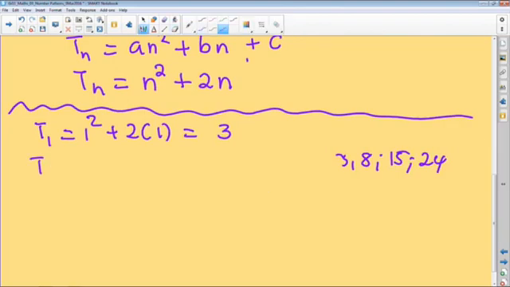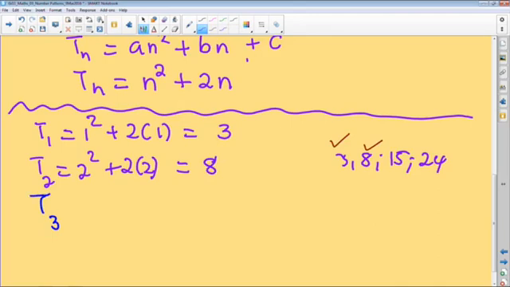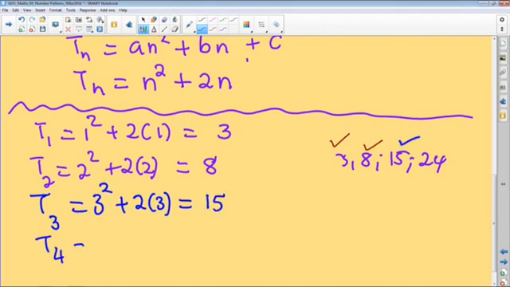Now, let's see, term number 2 will be 2 squared plus 2 bracket 2. That equals 4 plus 4, and that's 8. Now, guys, watch. We were correct on the first one, correct on the second one. Okay, now let's try term number 3. That is 3 squared plus 2 bracket 3, which gives us a 9 plus 6, that's 15. Wow, we're still fine. And then term number 4, that's your 4 squared plus 2 bracket 4, which is 16 plus 8, that's 24, and then it works out.